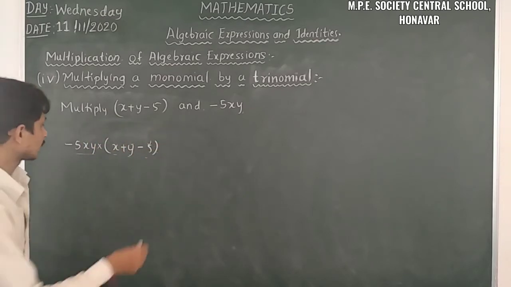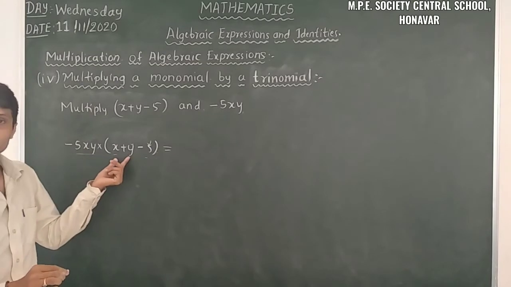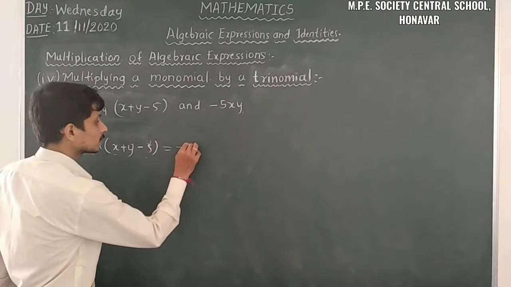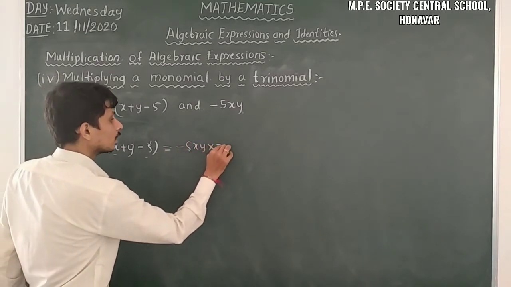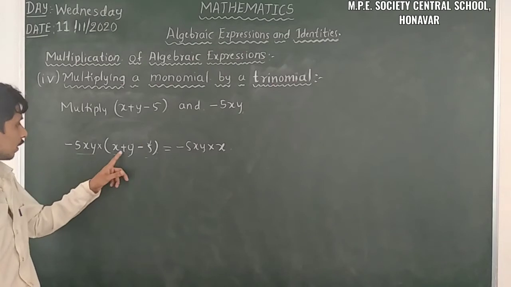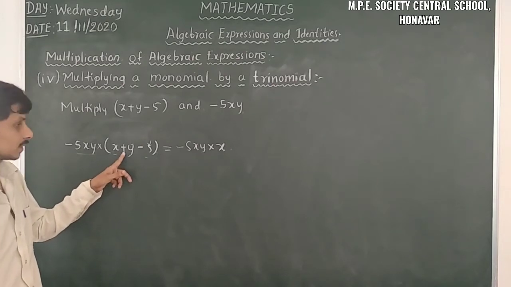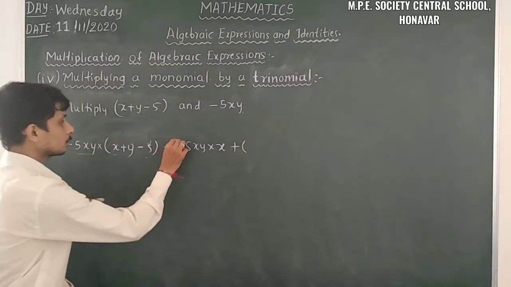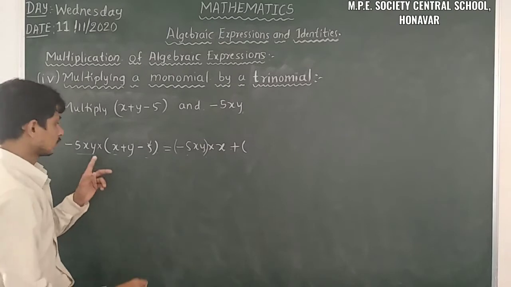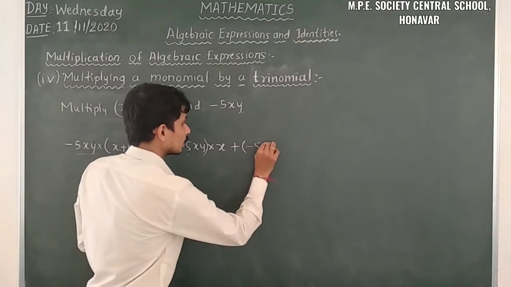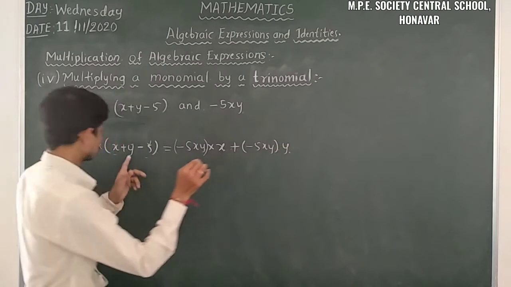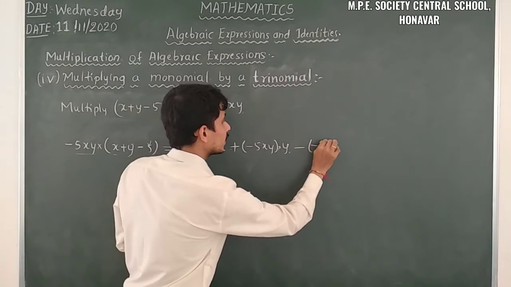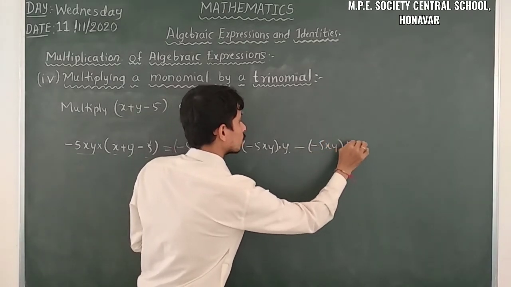So let us take that one. Firstly, the monomial with the first term of the trinomial, that is minus 5xy into x. Then here we have a plus sign, plus minus 5xy, put it in a bracket, this minus 5xy into y. Then here minus sign is there, minus of minus 5xy into 5.